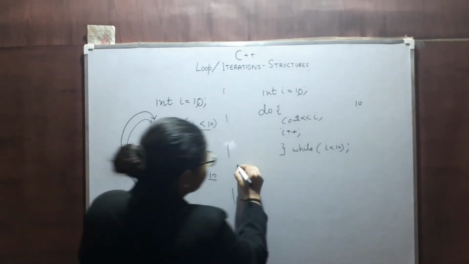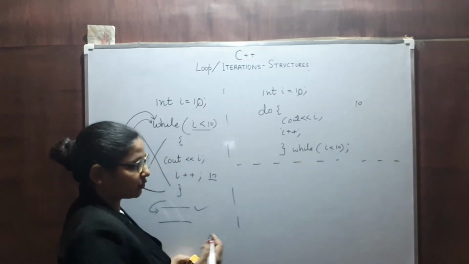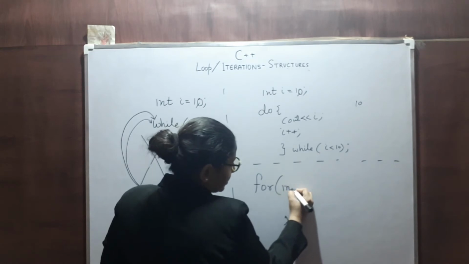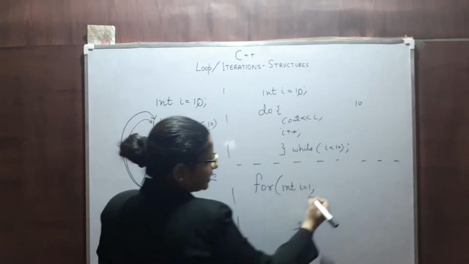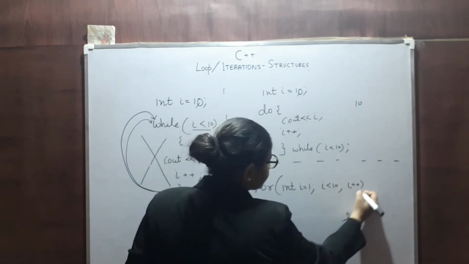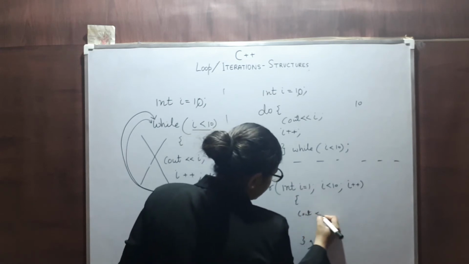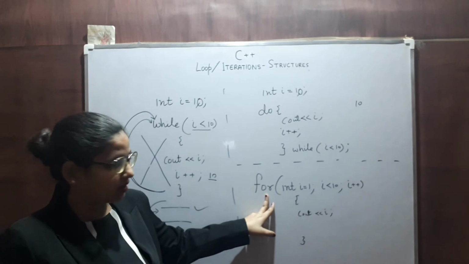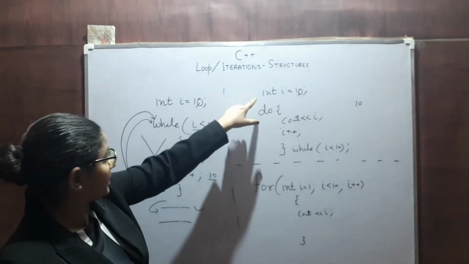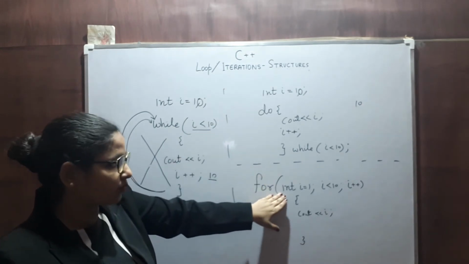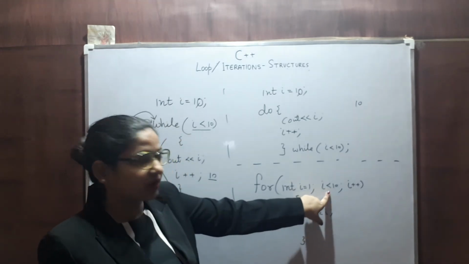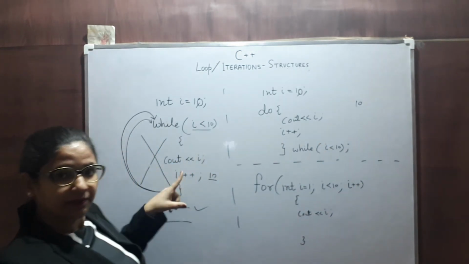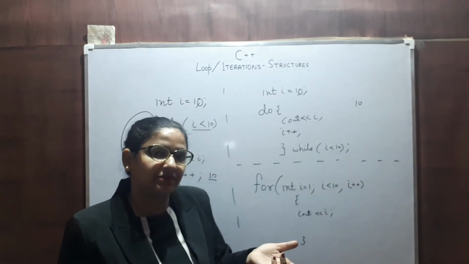Fine. We have one more statement for looping, and that is for. The for loop is much simpler than while and do while. for int i = 1; i less than 10; i++. Fine. cout i. That's all. As you can see, in the for loop, you are initializing. Here we were initializing in a separate statement, but here we are initializing in the for statement itself. Then our condition, then the counter. We were incrementing, right? But here it is in the for statement itself.